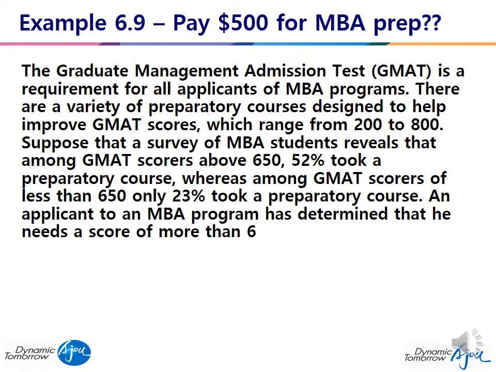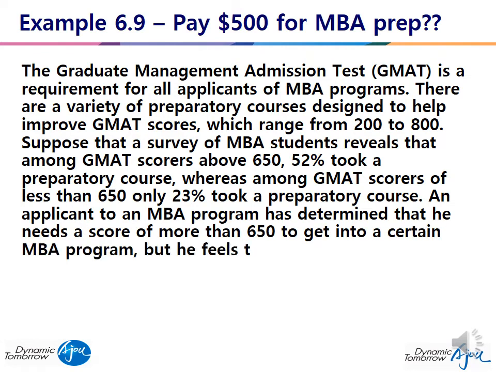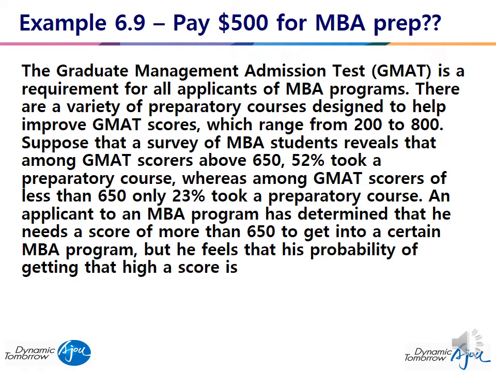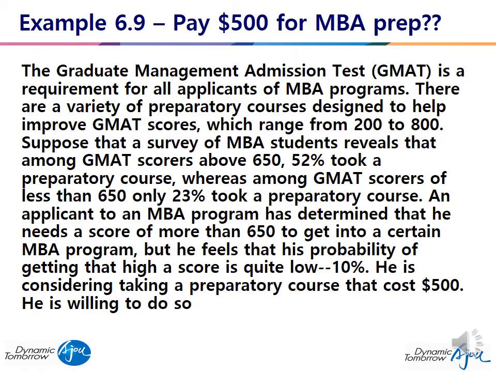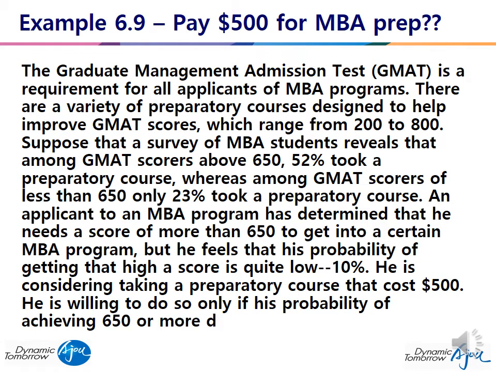An applicant to an MBA program has determined that he needs a score of more than 650 to get into a certain MBA program, but he feels that his probability of getting that high score is quite low, 10%. He is considering taking a prep course that costs $500. He is willing to do so only if his probability of achieving 650 or more doubles. What should he do?